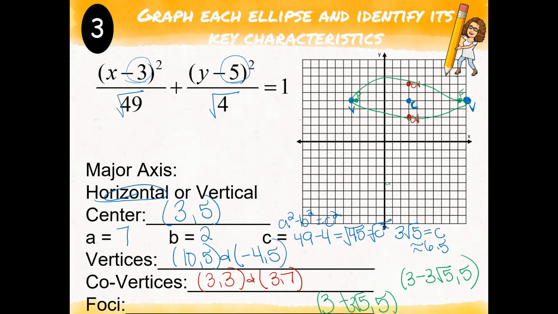Now notice I could write these together. I could say 3 plus or minus 3 square roots of 5, comma 5. However, if it works best for you to write it in 2 separate pieces, that works too.